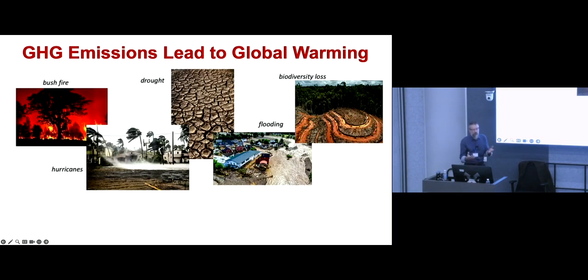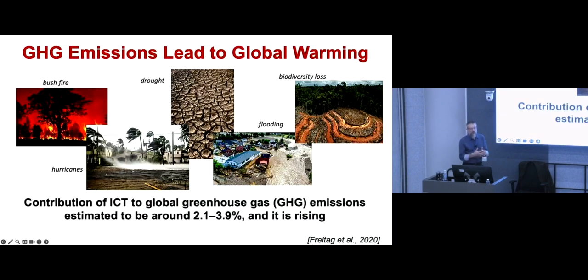As we all know, greenhouse gas emissions lead to global warming. Earlier this week it was in the news that in Los Angeles, Southern California, there are bushfires because of extreme drought for a number of months. Bushfires, drought, hurricanes, flooding, and so forth. Unfortunately, it's in the news every couple of weeks. Now, you may wonder, what is the contribution of ICT to global warming? Well, it turns out from a relatively recent study that ICT is responsible for about 2 to 4% of global greenhouse gas emissions. You may wonder, well, 2 to 4%, should we really worry about it?